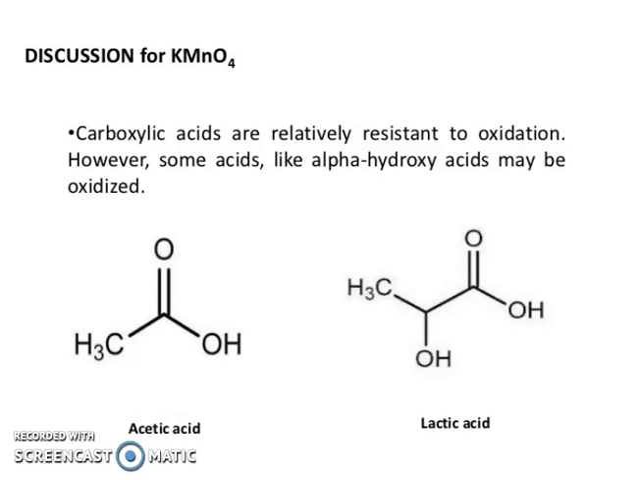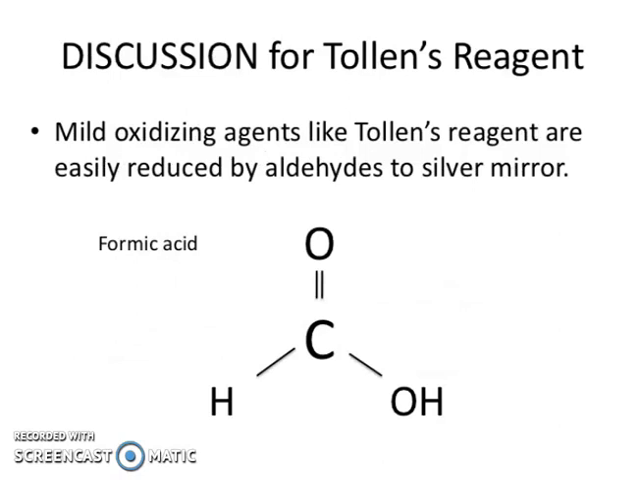So discussion for the oxidizer. Carboxylic acids are relatively resistant to oxidation. However, some acids like alpha hydroxy acids may be oxidized. So you can see acetic acid and lactic acid. So, discussion for Tollen's reagent. Mild oxidizing agents like Tollen's reagent are easily reduced by aldehydes to silver mirror. This is the formic acid.